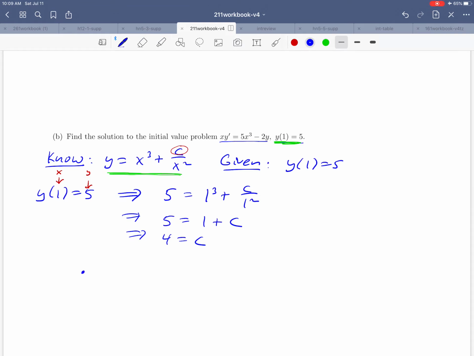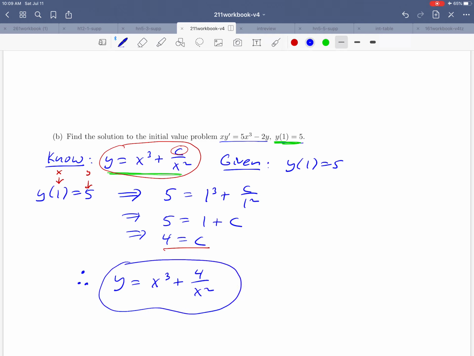What is our answer to part B? It's just the curve that we already knew as a solution with the value of c that we just calculated substituted in. So y equals x cubed plus 4, over x squared. That answer is just the solution to the differential equation that happens to also satisfy that initial condition.